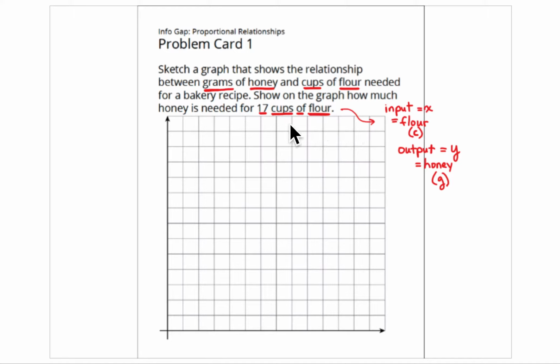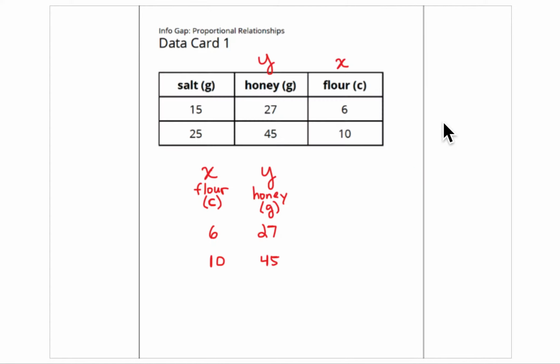The amount that's given to you is 17 cups of flour. Usually what's given to you in the problem is the x value, the value that goes along the x-axis, and then you calculate the y value based on that amount. So the input, how much is going into the problem, is 17 cups of flour. That's the x value, cups of flour, and you're to calculate how many grams of honey you get out based on that number of cups of flour.